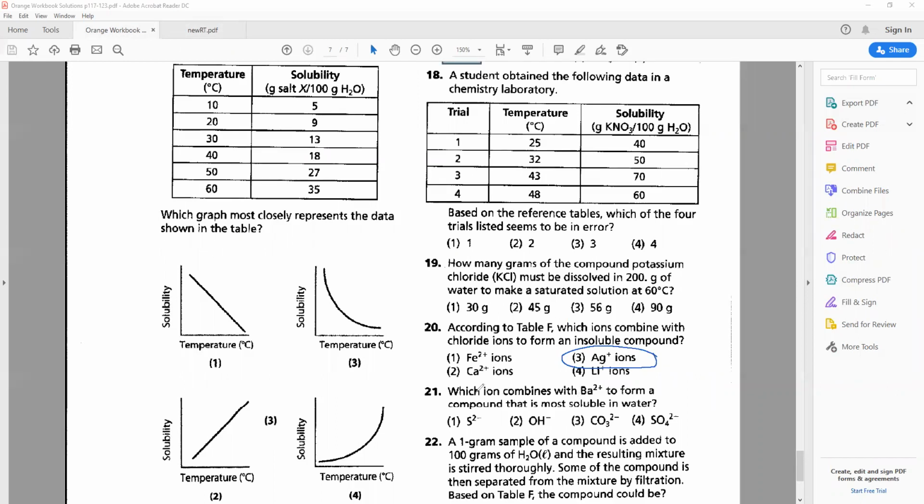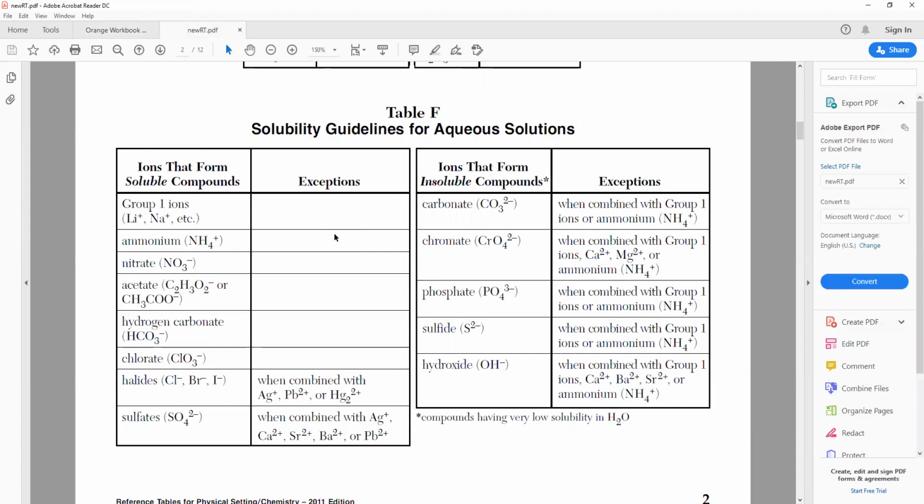Which ion combines with barium plus 2 to form a compound that is most soluble in water? So let's go find barium and look at the choices. Sulfides are over here. And we want it to be what? Most soluble. So we want it to be either here or here.